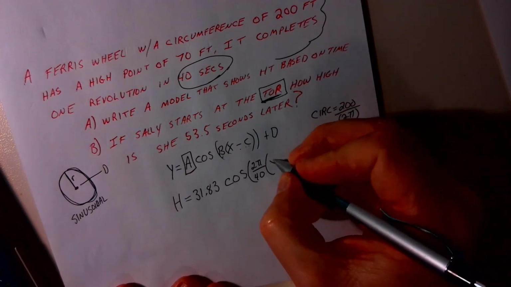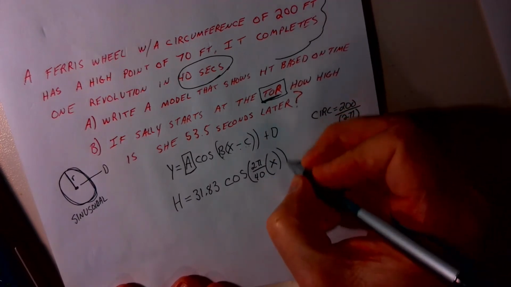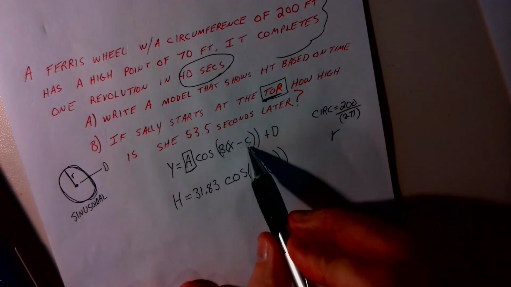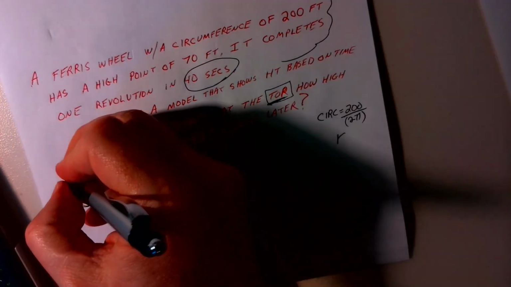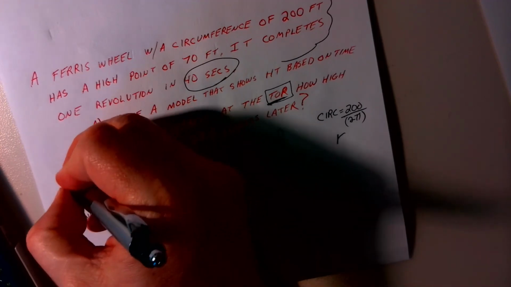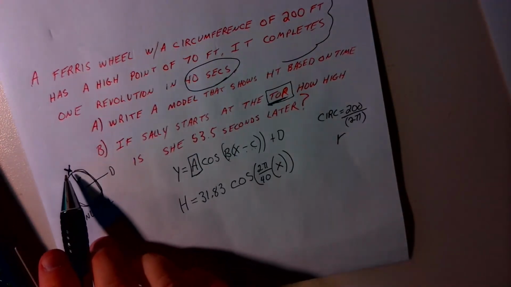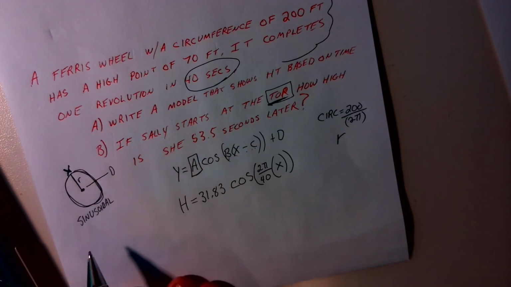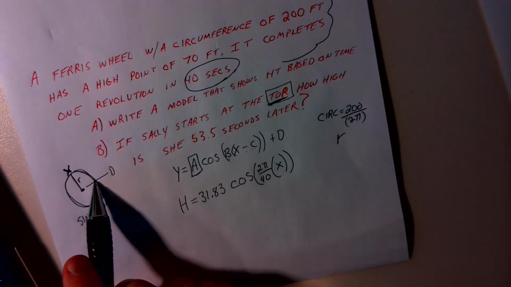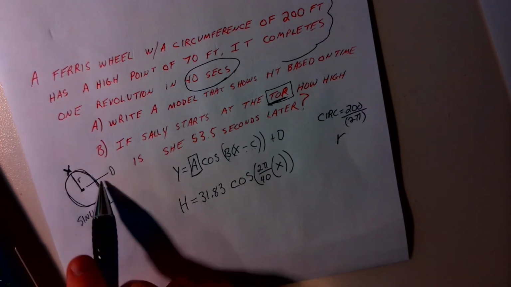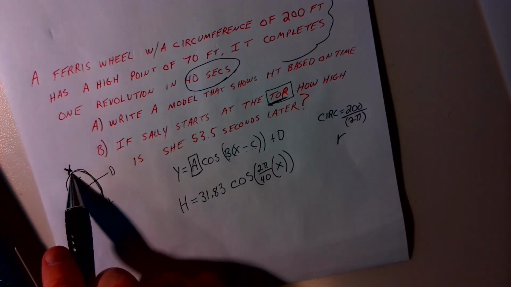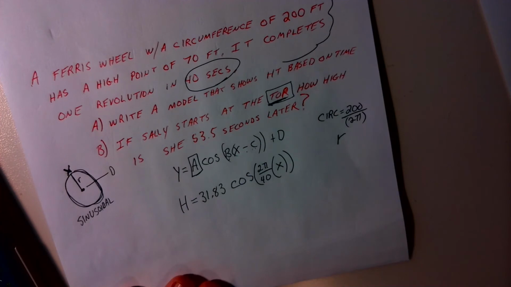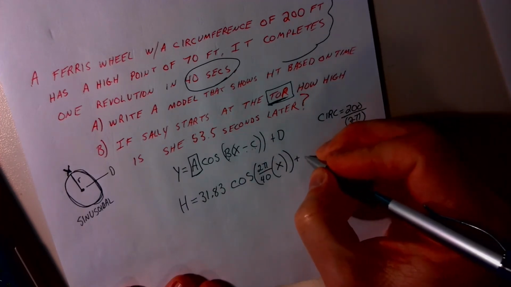And x. And you're like, well, why isn't there a C? Well, I told you that she started at the top. And if we're going to use a model that starts Sally at the top, then we don't need to shift her anyplace. If we were using sine, we might have had to shift her back 10 seconds or forward 30 seconds to get her to be at the top when we're doing this. Okay? And then plus D.